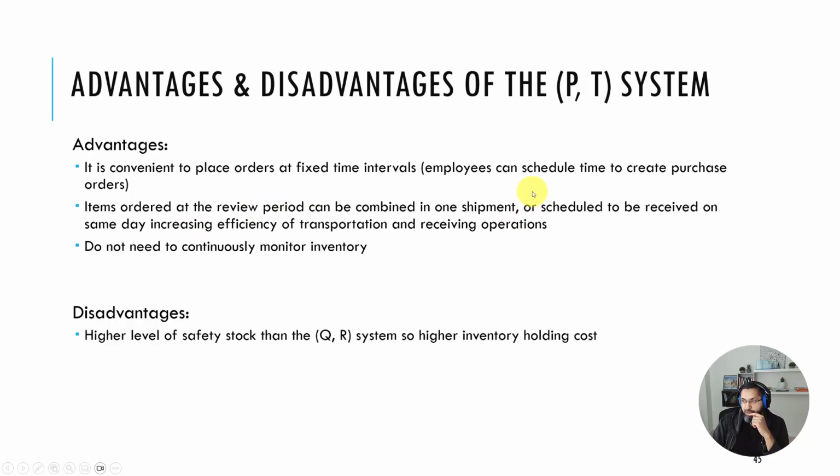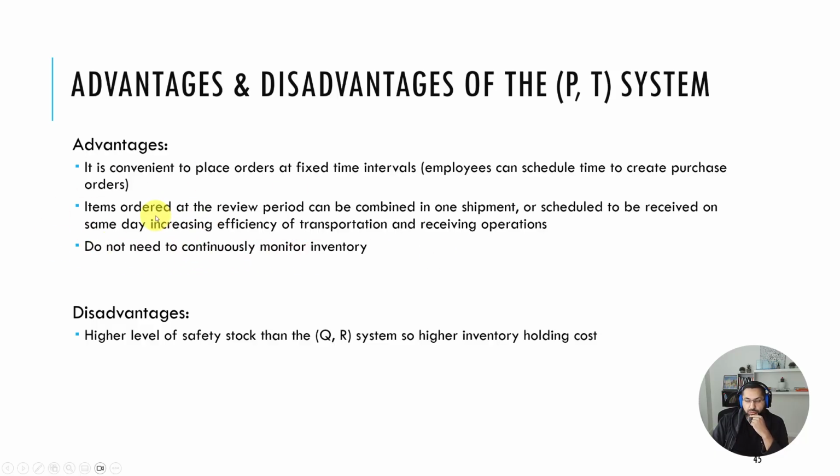Items can be combined into one shipment. So if you're making many small shipments from the same geographic region, buying many things in small quantities, you can club them into one shipment to have transportation economies of scale, to save on transportation costs. And you do not need to continuously monitor inventory.